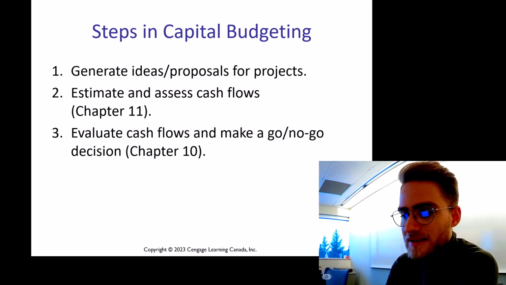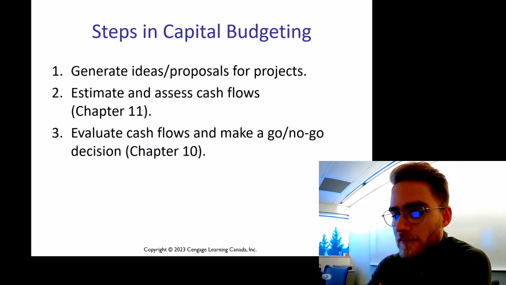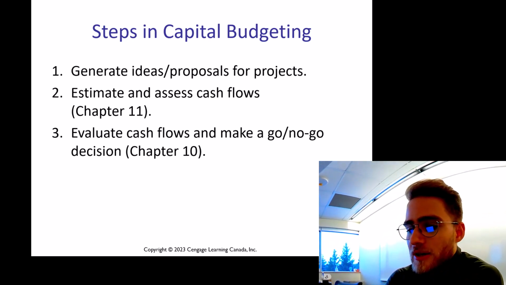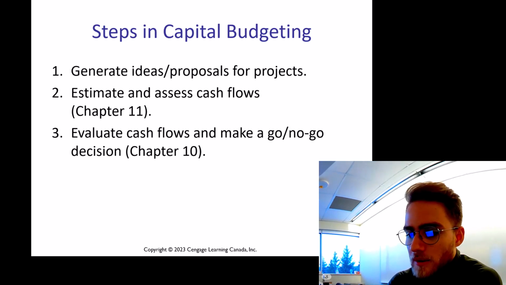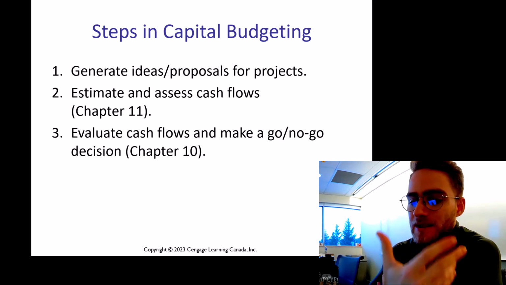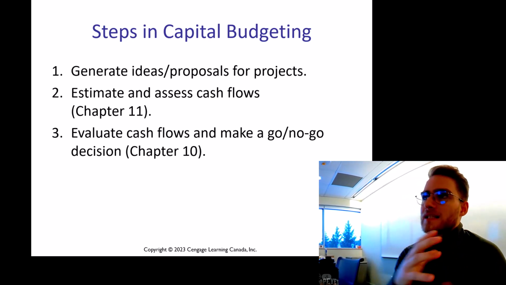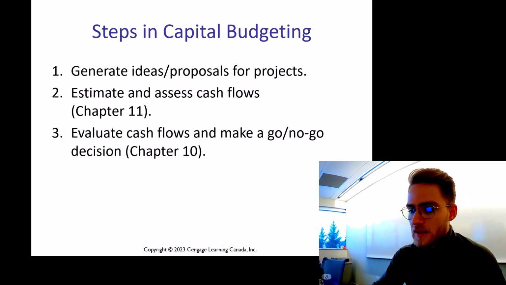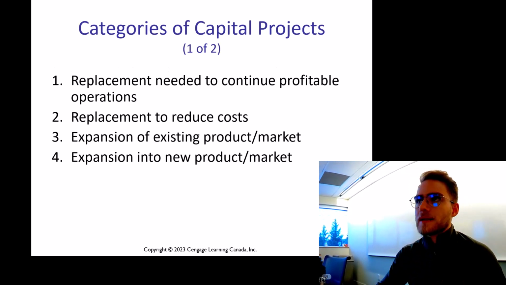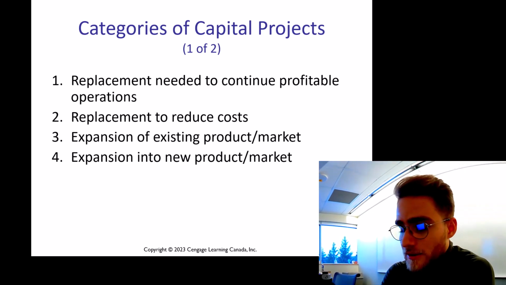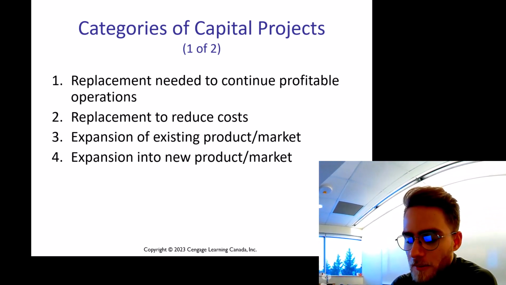So now a couple of the steps in the capital budgeting process. First, you have to generate ideas, proposals for projects, right? You have to come up with the projects, and then you have to estimate and assess the cash flows as well. So once we have an idea of what the project is, we make an assessment of the cash flow. We take all of the assessments that we've done for each individual project, and then we compare them against each other. And then that drives our go, no-go decision on which project we will select. So categories of capital projects: there's replacements needed to continue profitable operations.